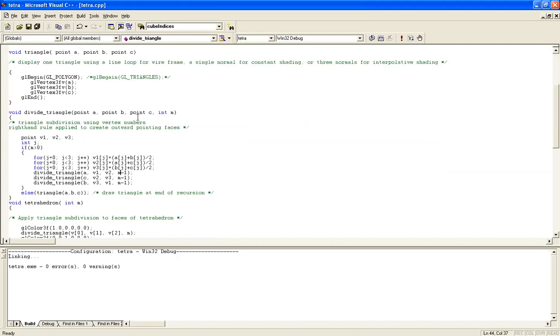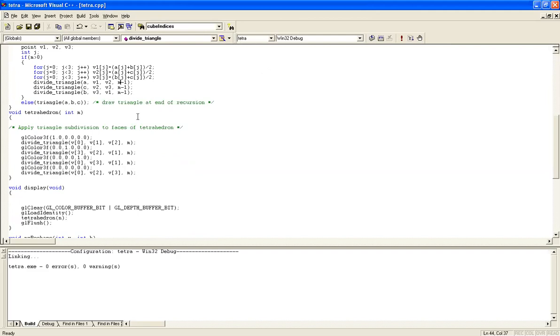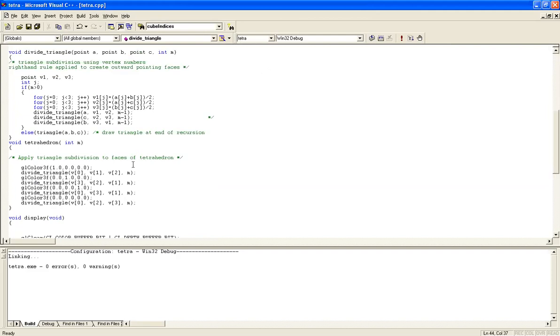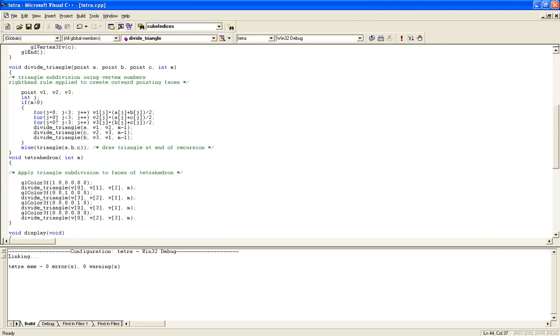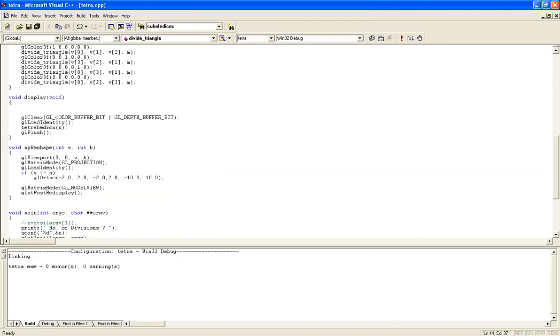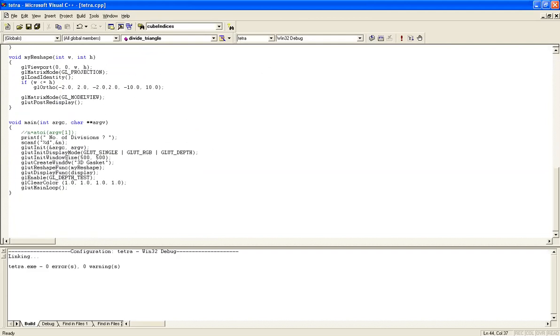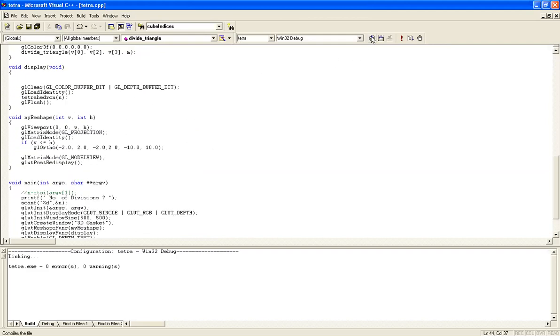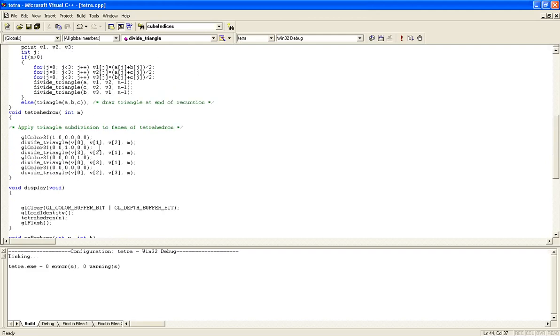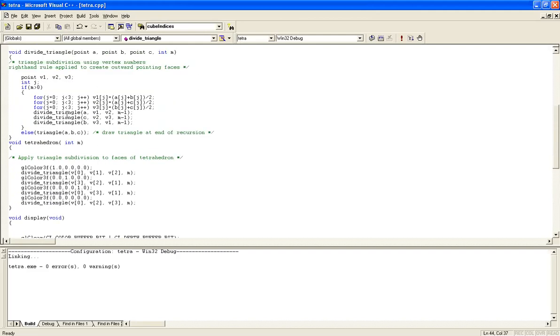Okay, this is all about it. We are going to give one more name for this tetrahedron: Sierpinski gasket. So this is how things work. And once we divide the triangle, we are going to display the output. Let me show you the output, how it is going to work. I hope you understand very clearly why we need this function again, because we need to go for recursion.